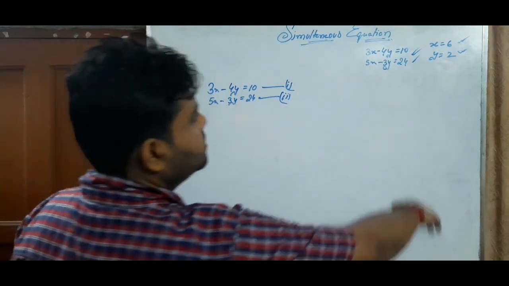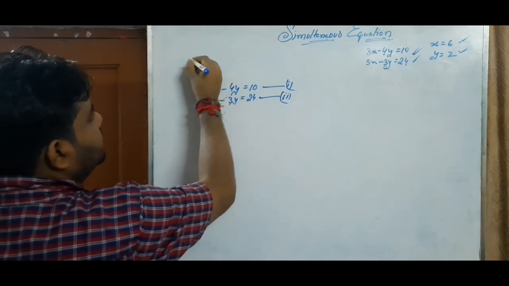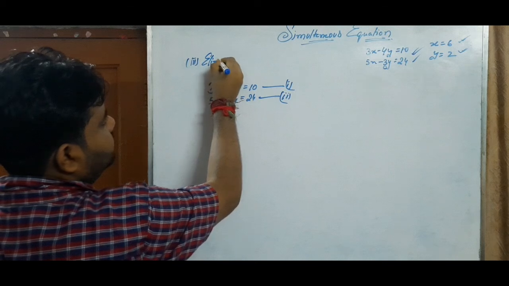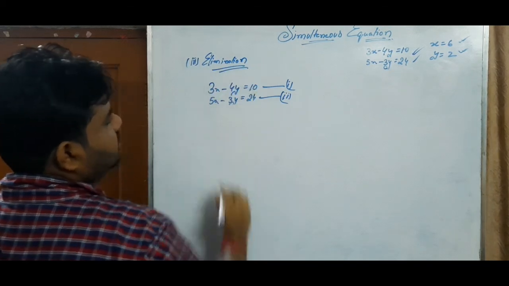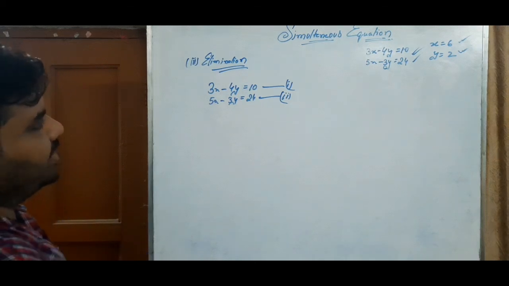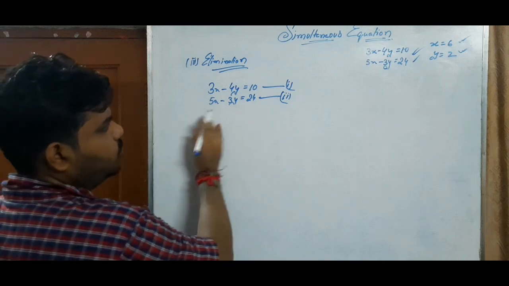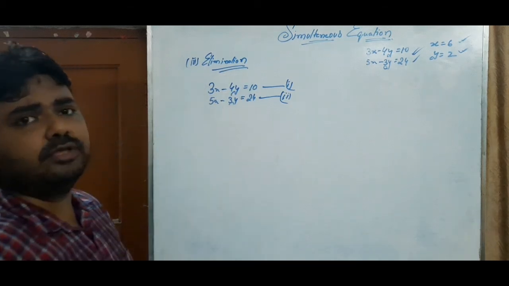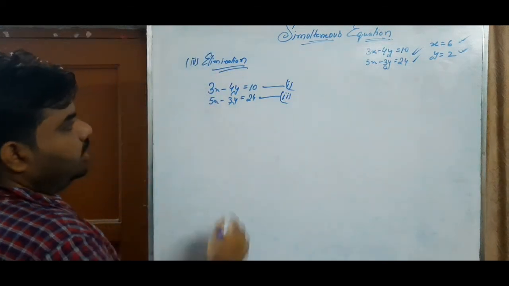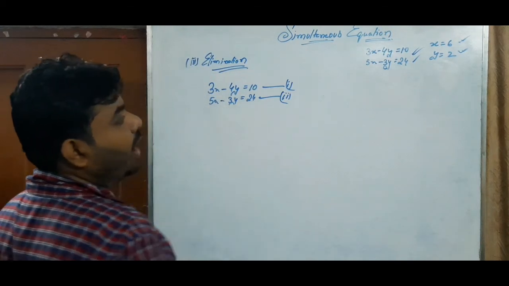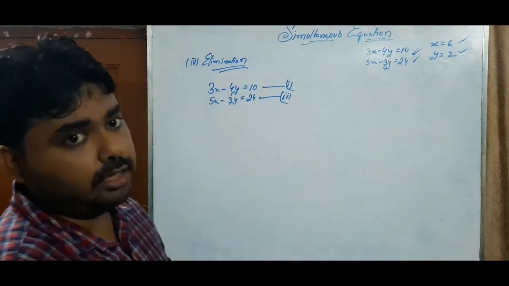Now we will solve this equation with the help of the method of elimination, the third method, elimination. What is elimination? We will have to make the coefficient of any variable equal. Elimination means to eliminate any variable from the equation. So if you want to eliminate y from the equation, we have to make the coefficient of y equal.